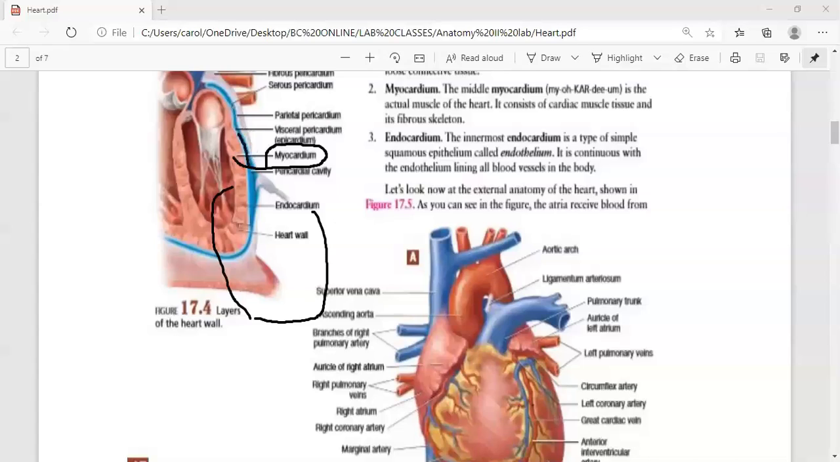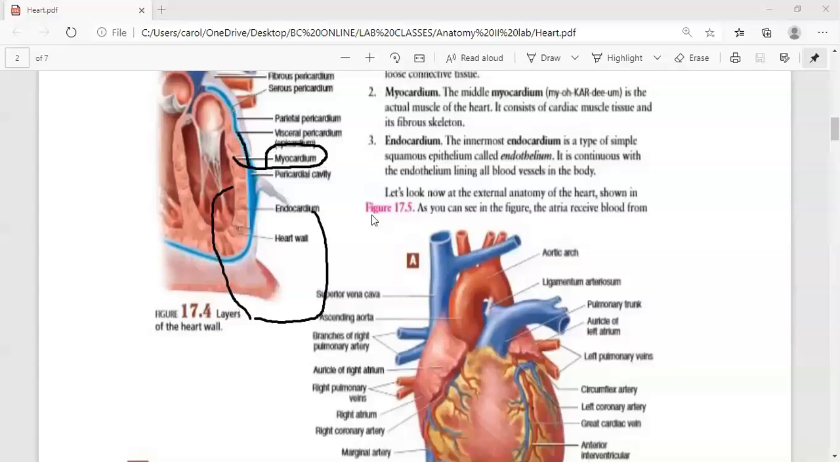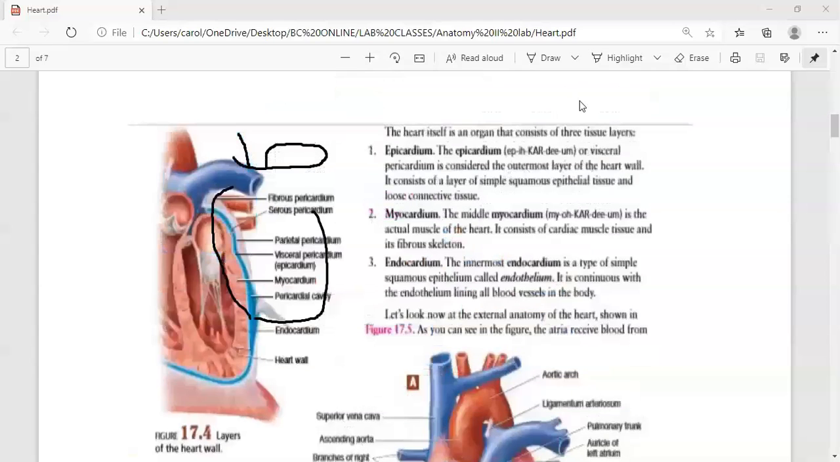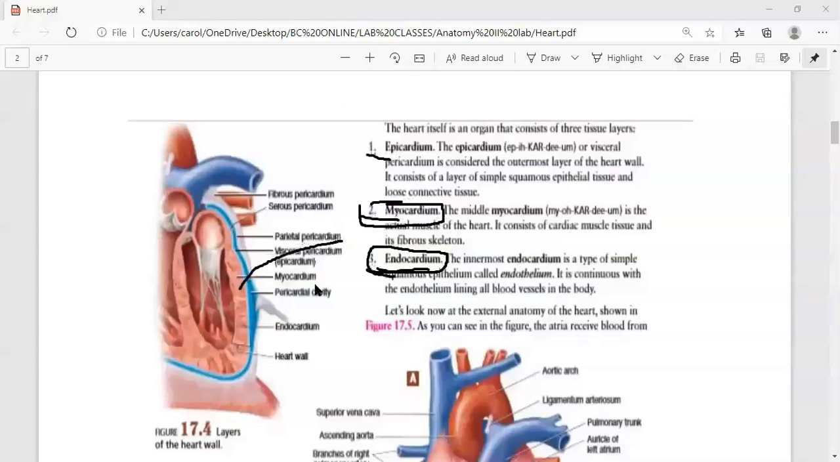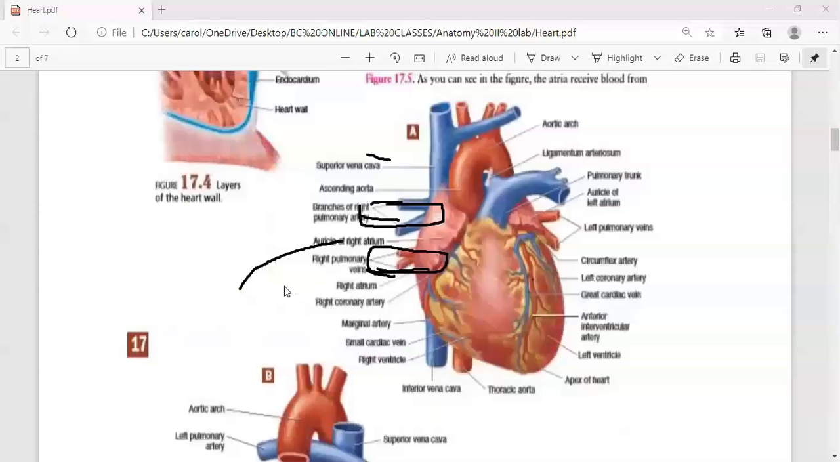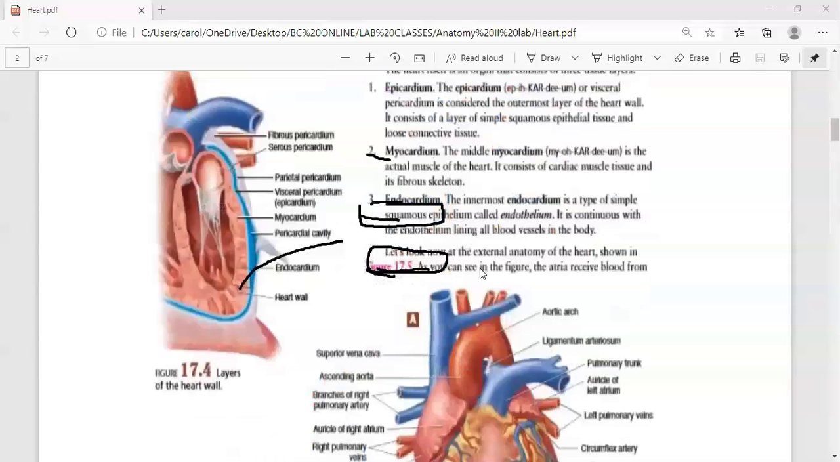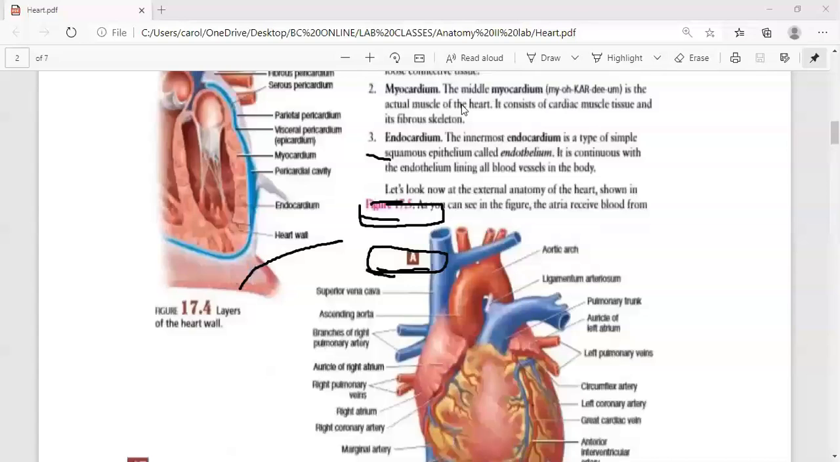So how many layers do we have? We have three. They are going to be the endocardium, myocardium, and epicardium. And that's what you see right here, those three layers: epicardium, myocardium, and endocardium. If we scroll down right here, we can see that on the outside of the heart, you're going to see the blood vessels.